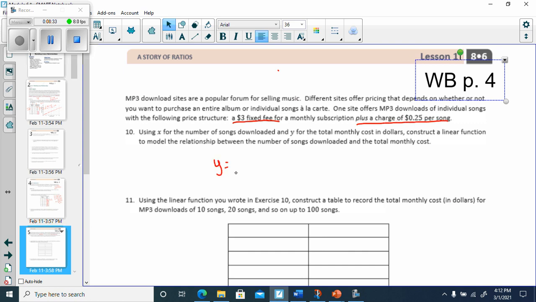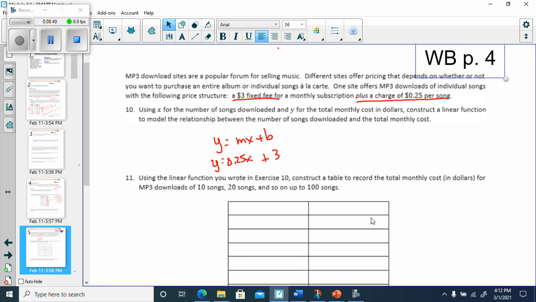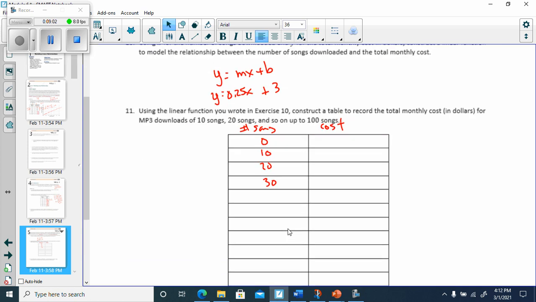Okay, so let's write the linear equation here. We start with Y is equal to mx plus b. Our fixed fee is $3. Our price per song is 25 cents, so that's 0.25x plus 3. Okay, they want us to figure this out for different numbers of songs in increments of 10. Number of songs: 0, 10, 20, 30, 40, 50, 60, 70, 80, 90, and 100.